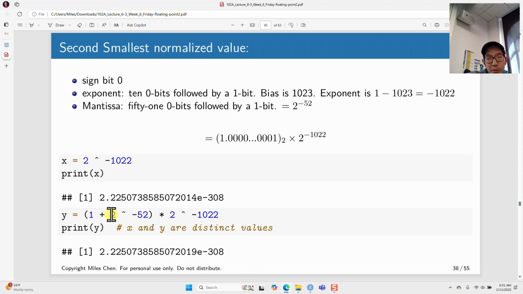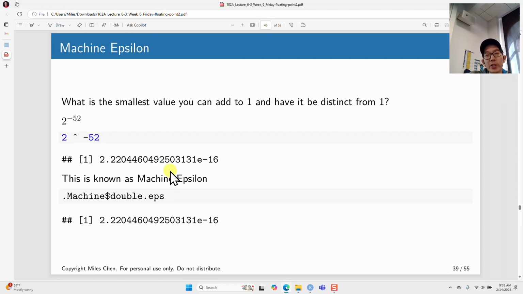Okay, this number that I can add to 1, the smallest number I can add to 1 that R, or the computer, recognizes as being distinct from 1, is known as machine epsilon. Machine epsilon is the smallest value that you can add to 1 so that the result is a number that is distinct from 1, okay? And that is 2 to the negative 52. That's on the order of 10 to the minus 16. And that's why we say floating point precision has approximately 16 decimal places of precision.